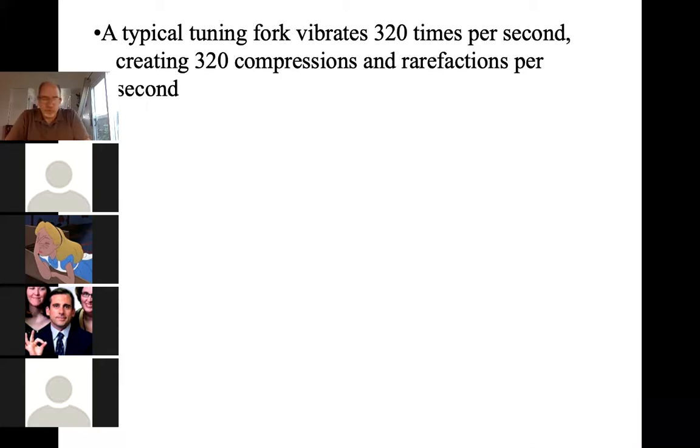A typical tuning fork, such as the one that I was holding, vibrates 320 times per second, creating 320 compressions and 320 rarefactions per second. That's typical. And if you're a musician, I think this is E on the musical scale, if I remember right. But I'll show you that a little bit later on.